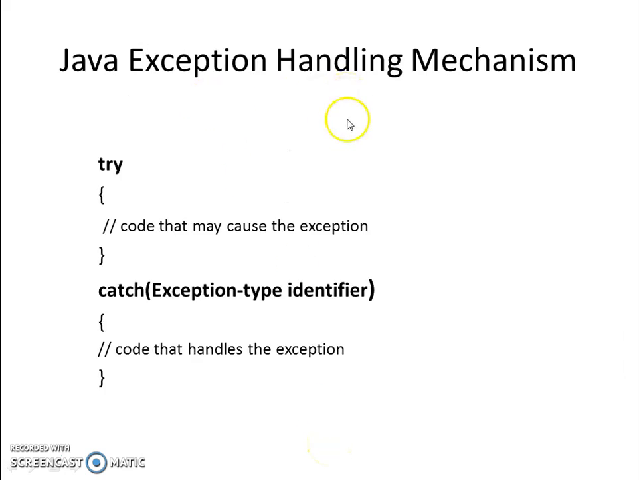Now, Java provides you an exception handling mechanism through the use of try-catch block. Now what we do is we put all the code that may cause the exception inside the try block and the code that handles the exception inside the catch block.